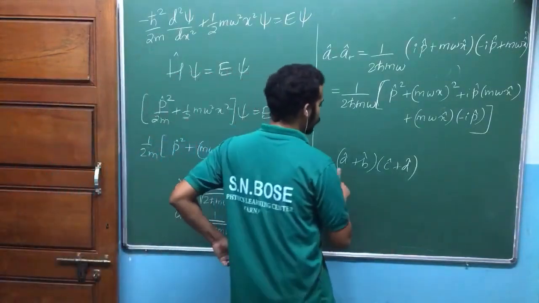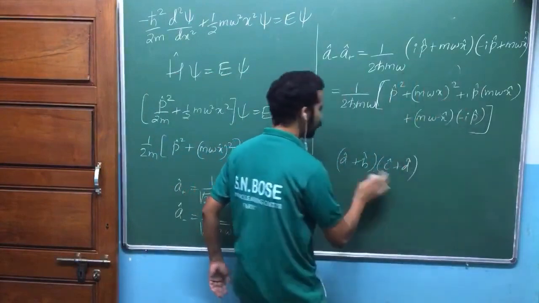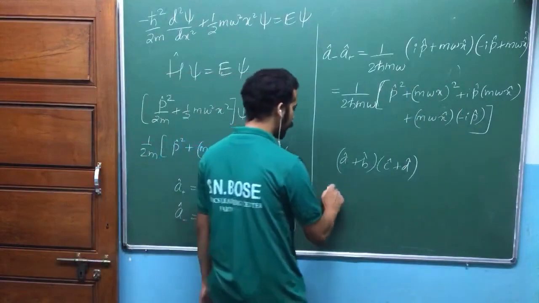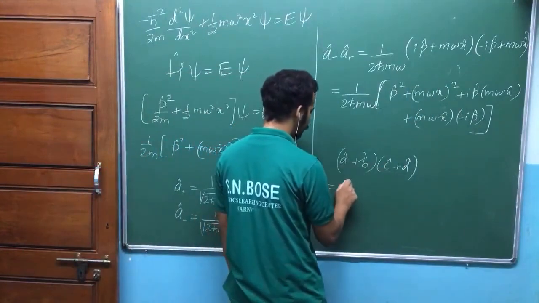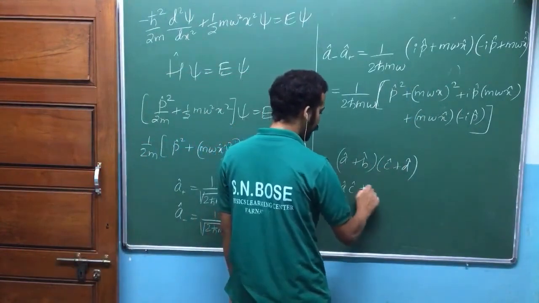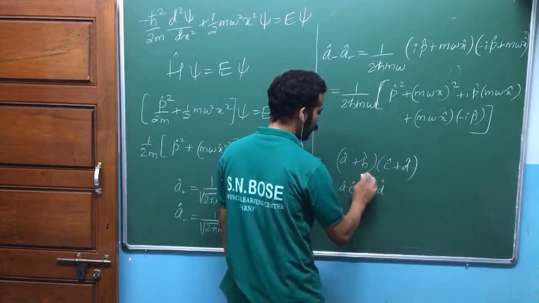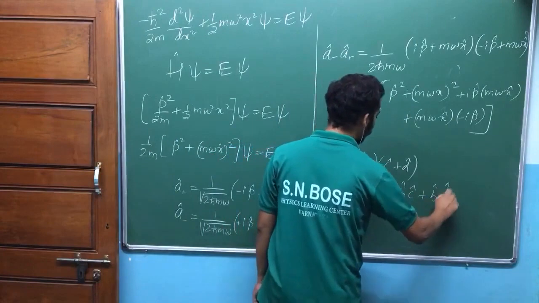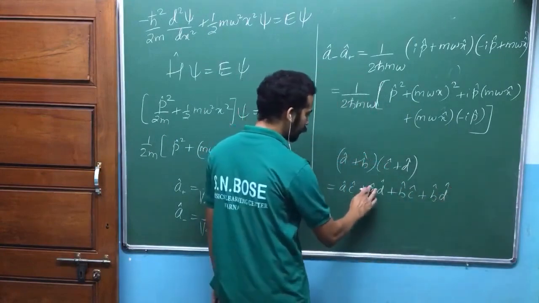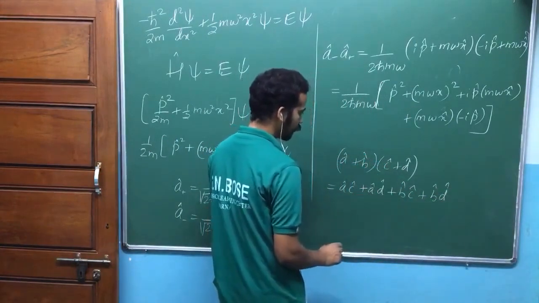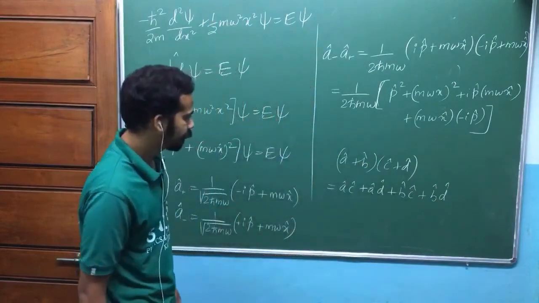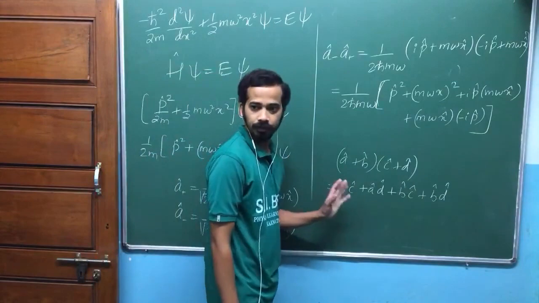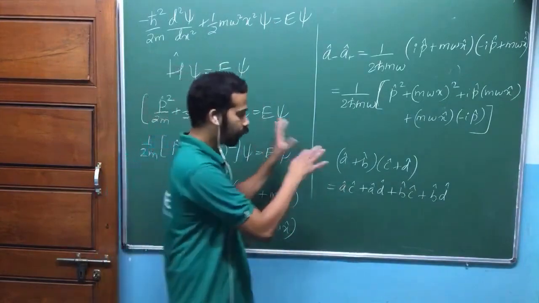Okay. Now again, this multiplication is similar to this one. Am I right? Operator multiplication. Now you should multiply it like this: a cap into c cap plus a cap into d cap plus b cap into c cap plus b cap into d cap. Now you can ask the question. Can I write this one as c cap into a cap? No. Because this whole thing is an operator.